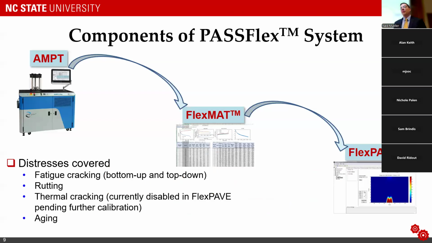Now, the system that's been developed at NC State over several years, we call it a PassFlex system. We have to name it something, and PASS seems to make sense, and we're dealing with flexible asphalt concrete pavements. And so we've created this system consisting of three primary components. I'm going to go through these components as I continue through the presentation.